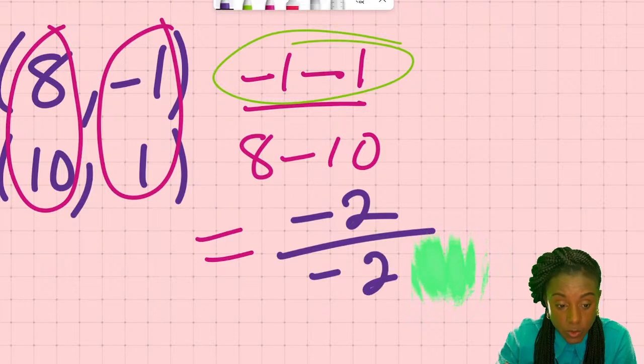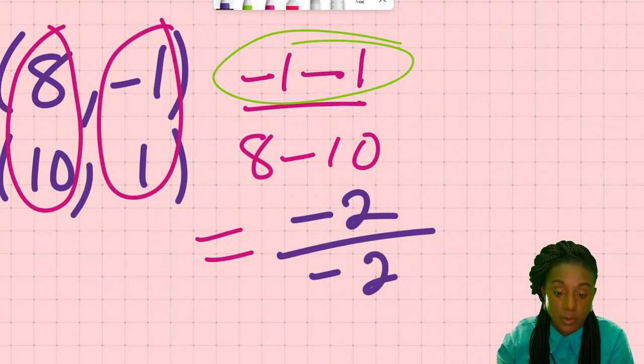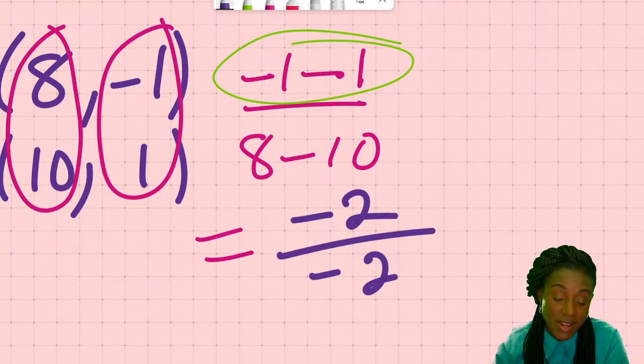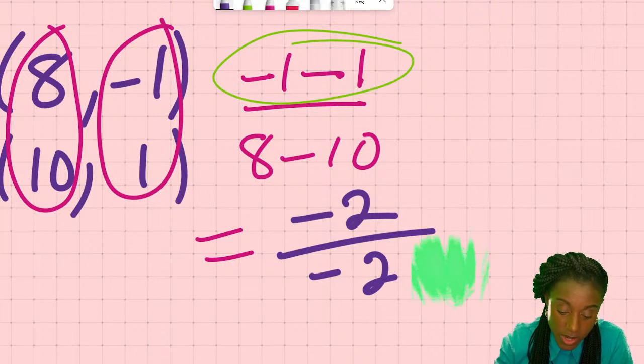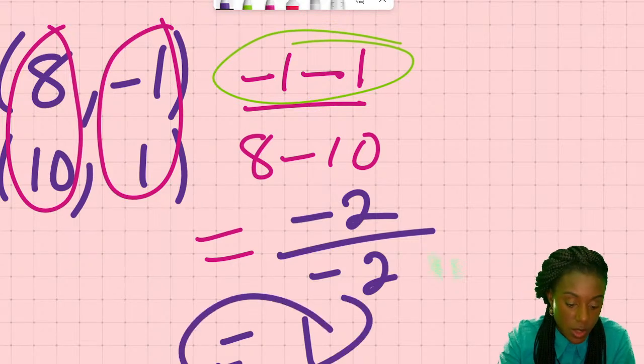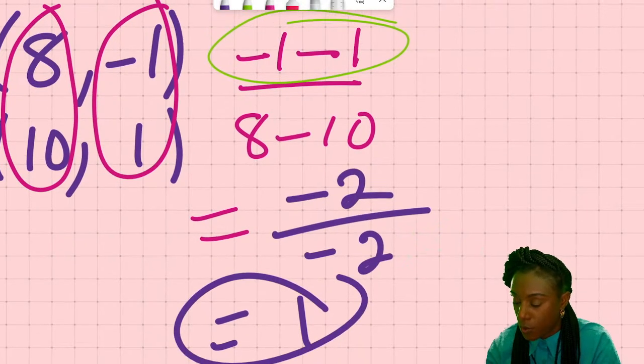And negative 2 divided by negative 2. Remember I told you all in the last live we had, only in math do 2 wrongs make a right. Two negatives, your answer will be positive. So negative 2 divided by negative 2, the answer is positive 1. Therefore the gradient was a positive 1.